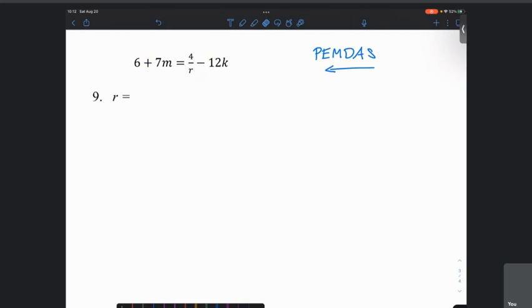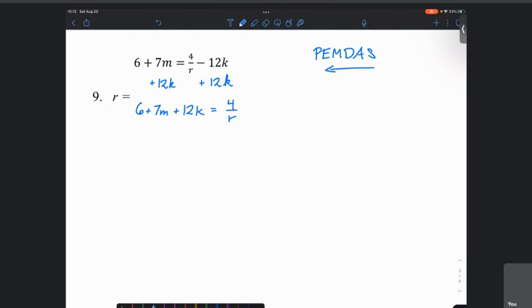So the first one I'm going to deal with is this minus 12k because I'm trying to get r by itself. So this is what I need to get by myself, so I'm going to get rid of this. And the way I'm going to do that is by adding 12k to both sides. And when I do that, I get 6 plus 7m plus 12k is equal to 4 over r.